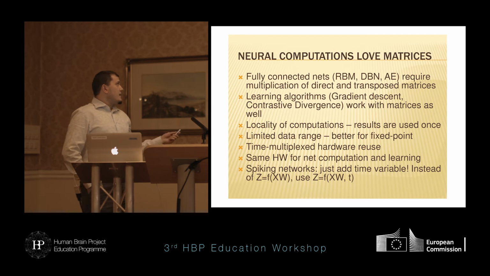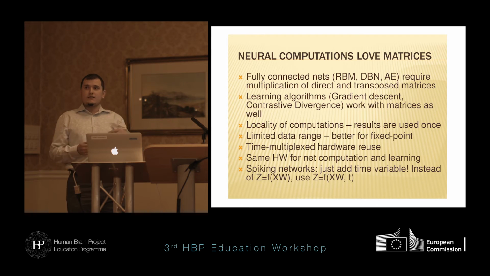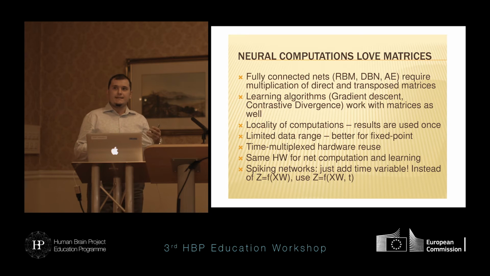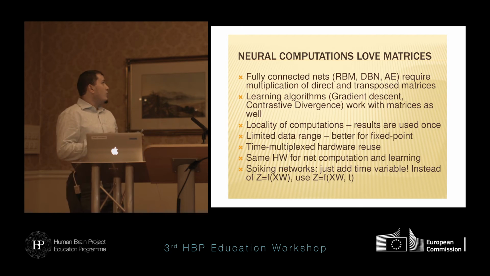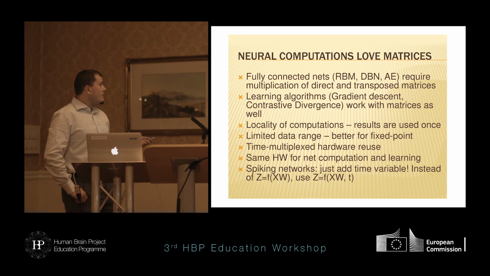All kinds of fully connected networks, like restricted Boltzmann machines, deep belief networks, autoencoders, normally require multiplication of direct and transpose matrices, as you have to recreate the state of your input level, taking the vector of outputs and multiplying by a transpose matrix of weights. Also, learning algorithms, gradient descent, all kinds of backpropagation and contrastive divergence, they all have efficient matrix versions. Actually, this is a traditional way to train the network.